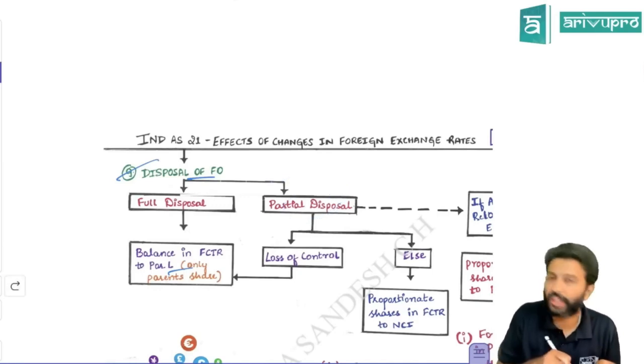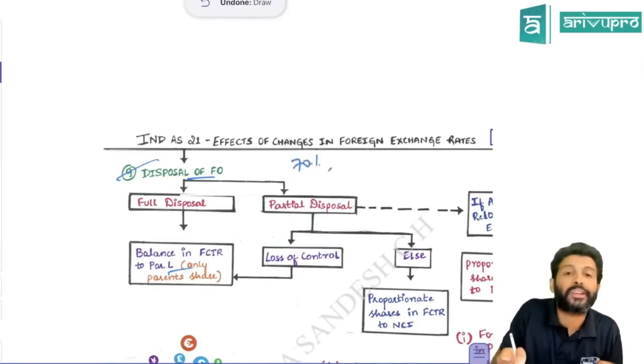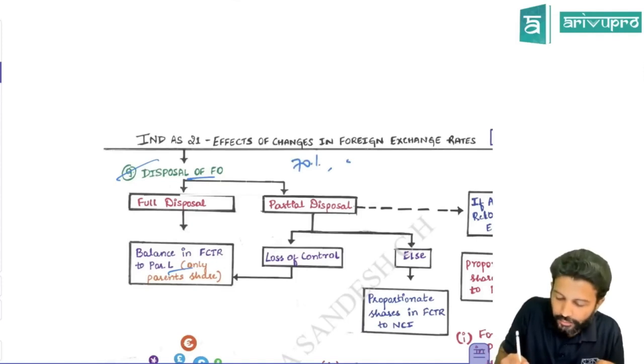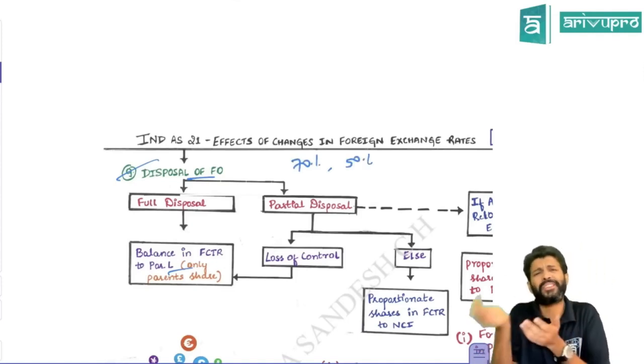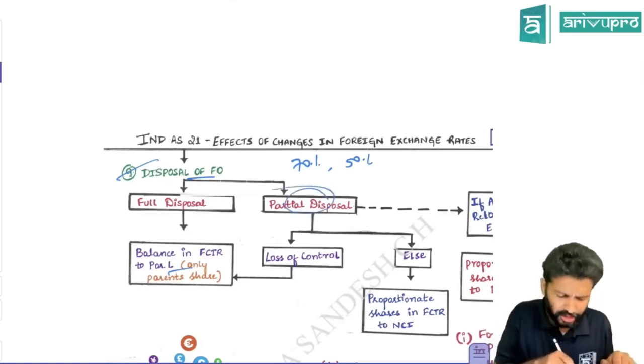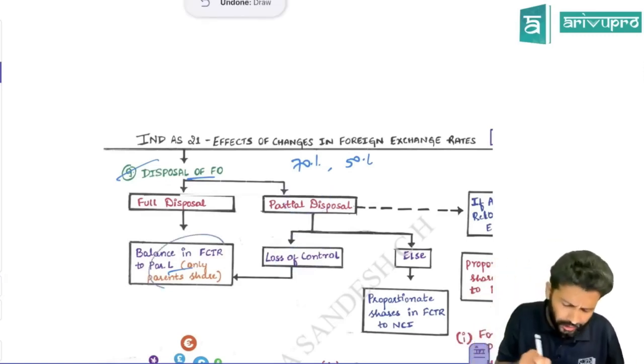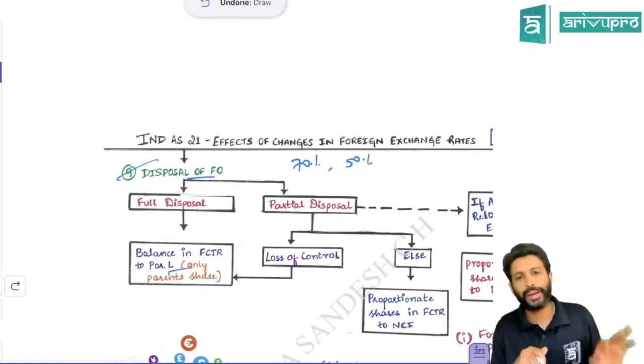Or if you have done a partial disposal, then check whether it's a loss of control. Because sometimes, let's say you had a 70% stake, you sold off, let's say, 50%. Of the 70, you sold off 50%, which means now you lost control. So though it's a partial disposal, you still lost the control. So if it is loss of control, the entire FCTR you transfer off to P&L.